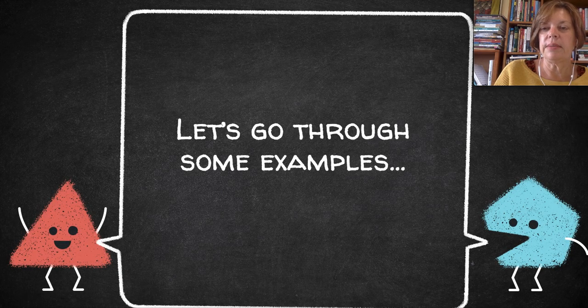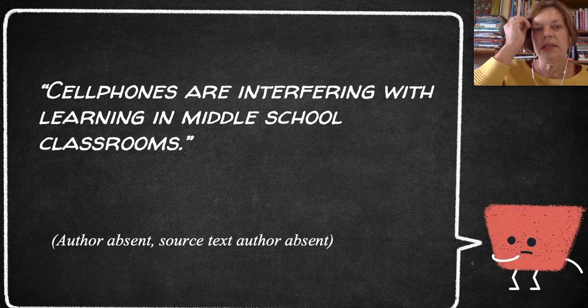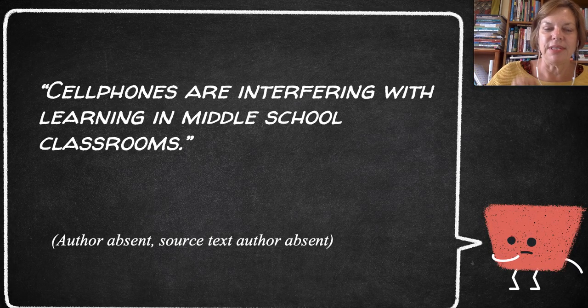So I want to go through some examples just to consolidate what I've told you now. Here is your sentence that you've written: Cell phones are interfering with learning in middle school classrooms. So you can see that it's just a statement. We can't see the author. There's no commentary on the statement, so the author is absent. There's no source, so the source text author is also absent.